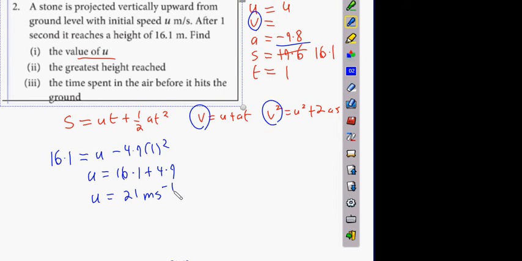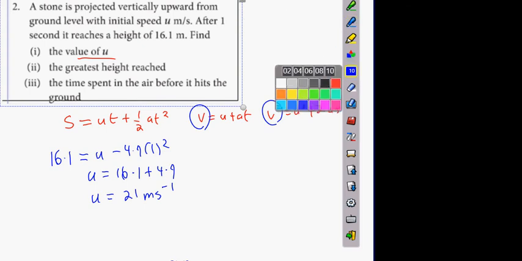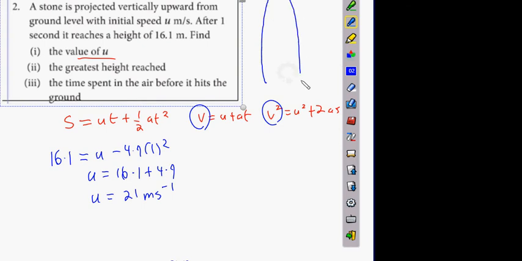Always. Okay. Now, what we're going to be doing next is find the greatest height reached. The greatest height reached is when you go all the way up, and that's what's happening to your object at the moment. At its greatest height, its speed equals 0. So v equals 0 at its greatest height.